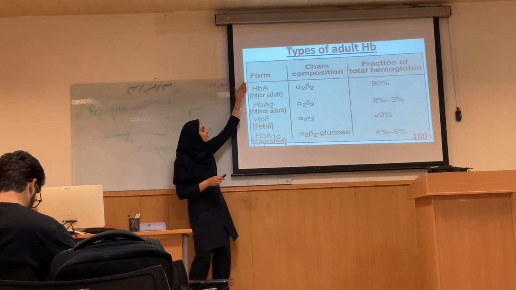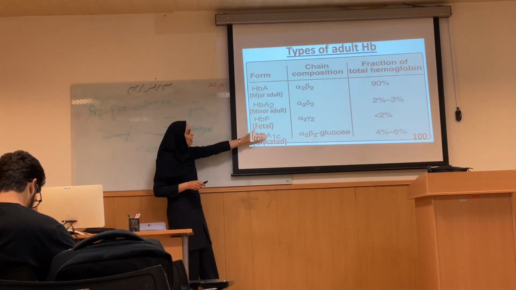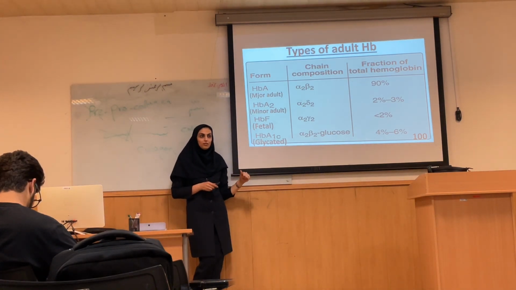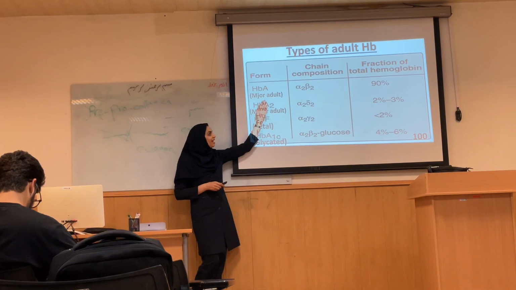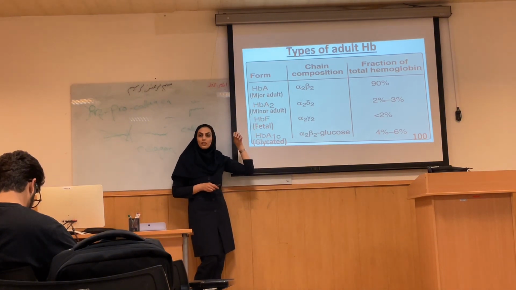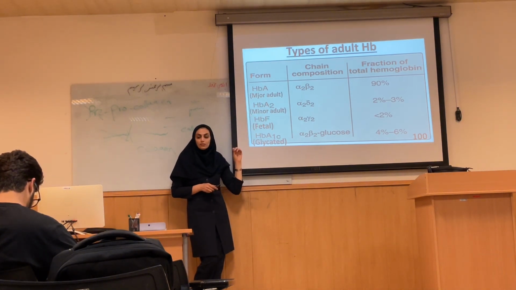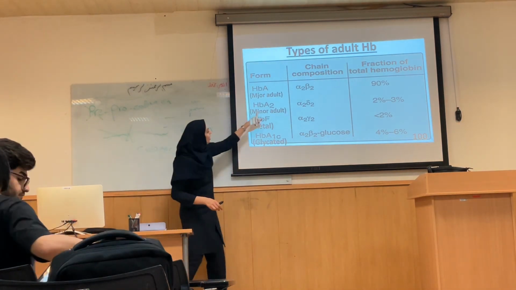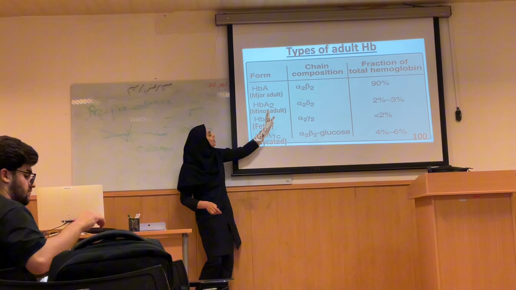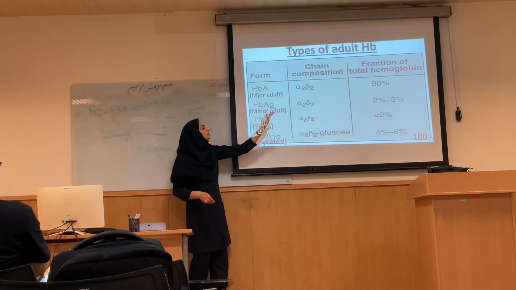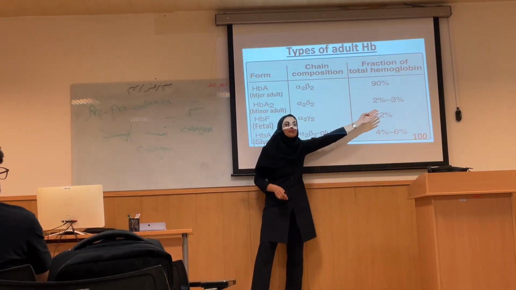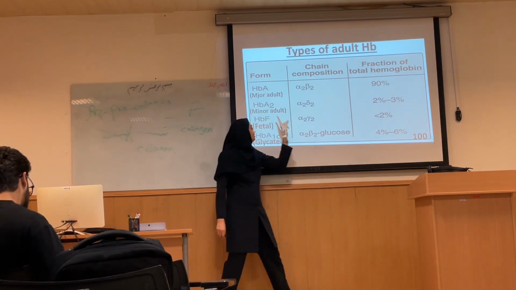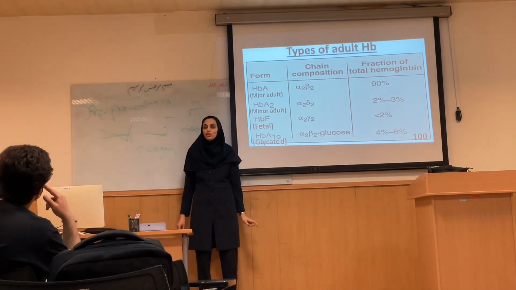Guys, have you ever heard about different hemoglobin types? Hemoglobin A is the normal hemoglobin in adults. And hemoglobin A2 is another hemoglobin in adults, the amount of which is not high, 2 to 3% of all our hemoglobin. Guys, in one situation it increases. Do you know about that situation?